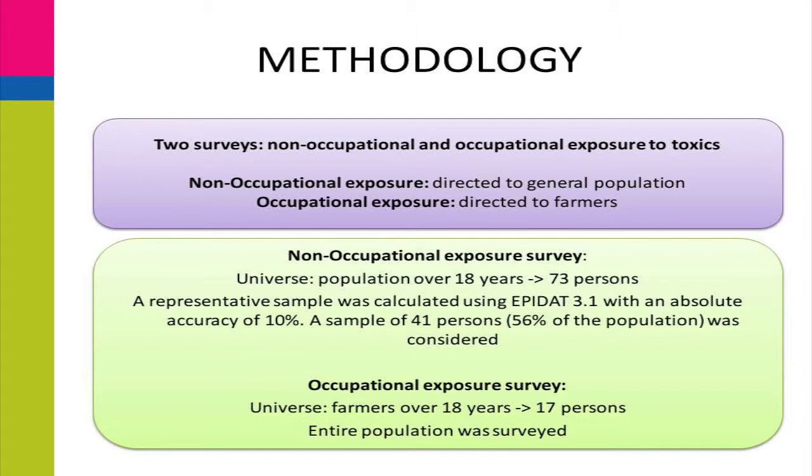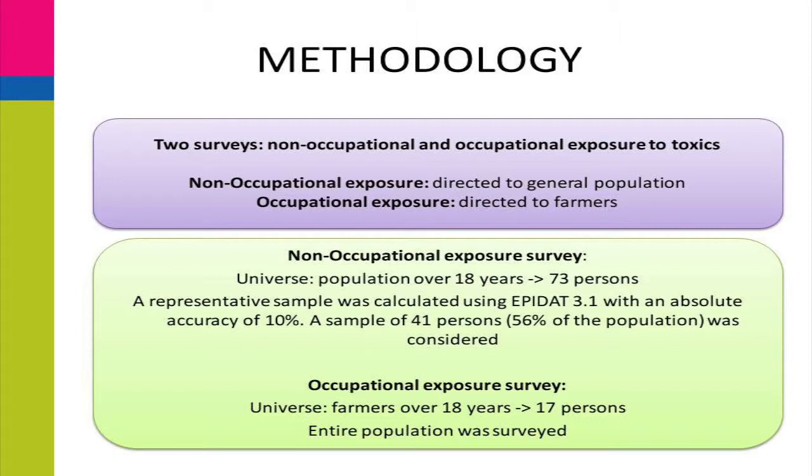Two types of surveys were conducted. One related to a non-occupational exposure directed to the general population, and another related to an occupational exposure only directed to farmers. For the non-occupational exposure survey, the universe is all the persons over 18 years, which are 73 persons of the community. A representative sample was calculated using EPIDAT 3.1, with an absolute accuracy of 10%. A sample of 41 persons, 56% of the population, was considered.